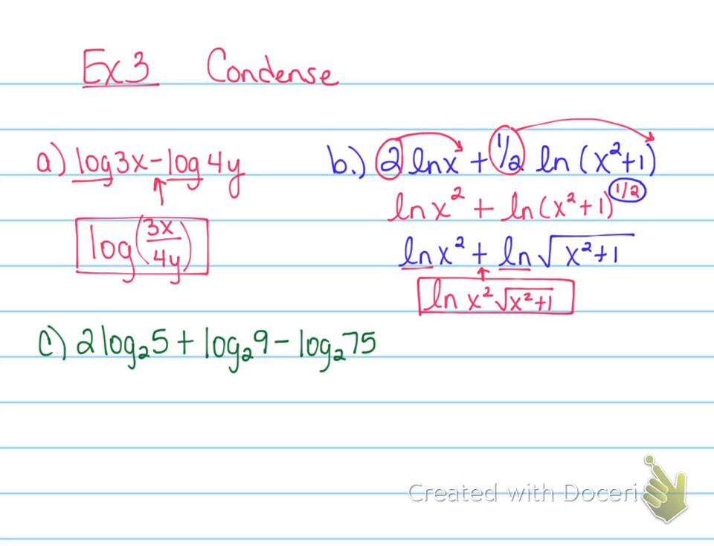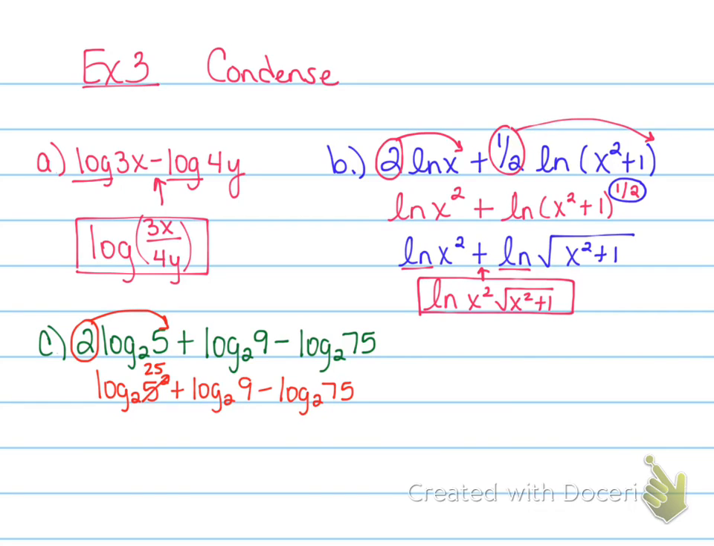Alright, so again, my first thing is I cannot have a coefficient in front. So I'm going to move that 2 over as the exponent. So we get log base 2 of 5 squared. And I can't do anything else with the others, so I'm just going to bring them down. Alright, and we know that 5 squared is 25. So I'm not going to actually rewrite that. I'm just going to mark it out and put 25 above it.